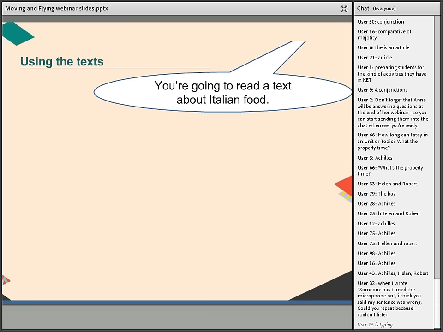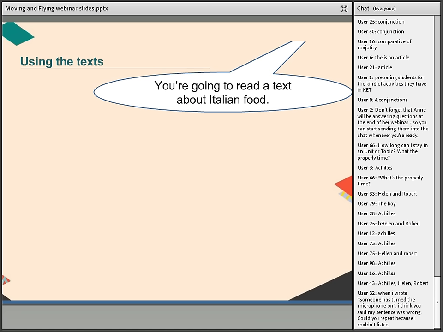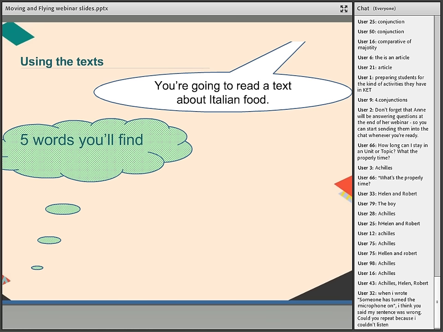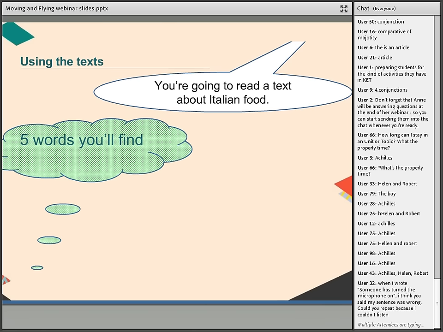Okay, I'm going to do one last activity using the texts in the book. So let's imagine, and we've got quite a few people here from Italy, I believe, you're going to read a text about Italian food. What I'd like you to do is in the chat box, I'm going to ask you to type 5 words you think you'll find in a text about Italian food.